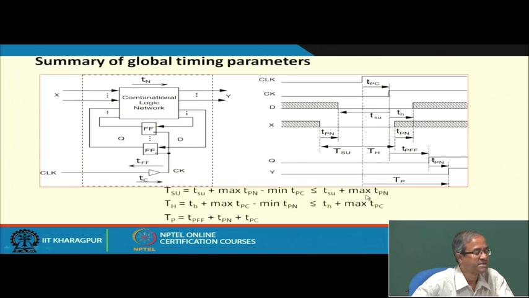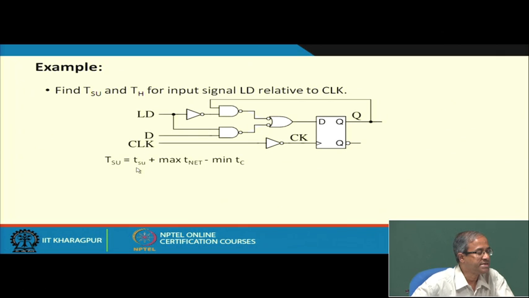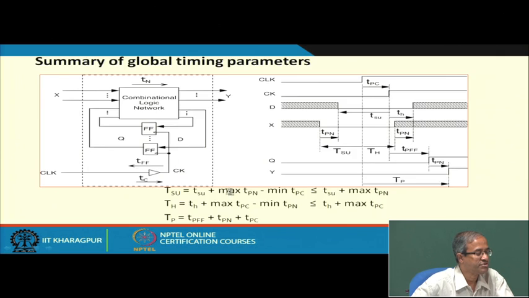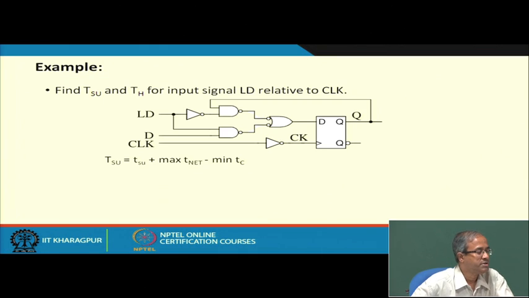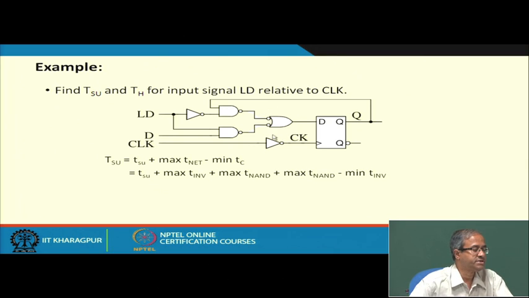T setup plus max Pn. So, with T setup, we are using this equation: max propagation delay minus delay of the clock. So, max network minus delay of the clock. Max network means what? Max of an inverter, max of a NAND, again max of a NAND, and the clock is only an inverter, minus min of an inverter. So, this is the setup time of the global input load.